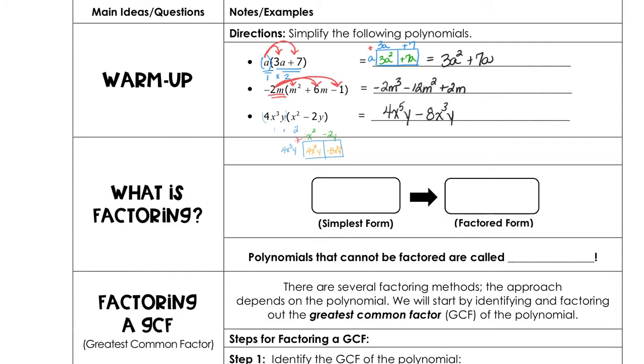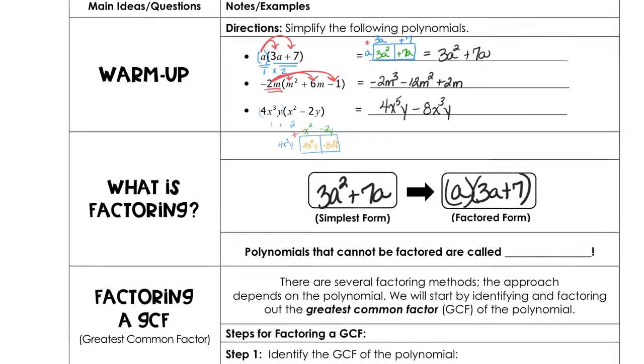So what is factoring? Simplest form is basically what we just did. It's that 3a squared plus 7a. This is simplest form. You've already combined like terms, you've already done all that. Factored form is if you can break it up into two different expressions that are being multiplied together. So each one of those sets of parentheses is called a factor.